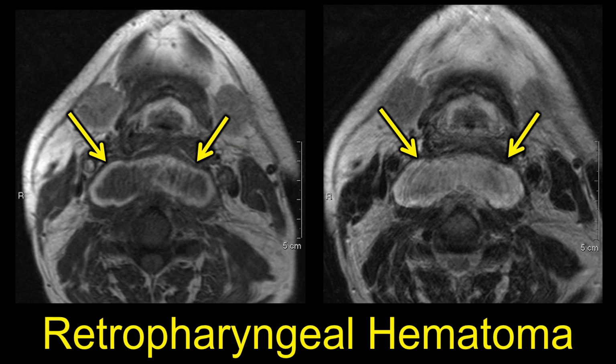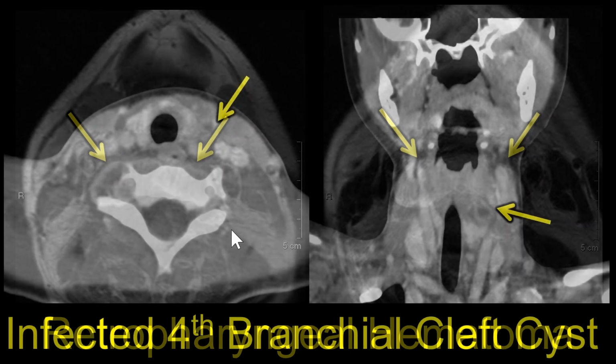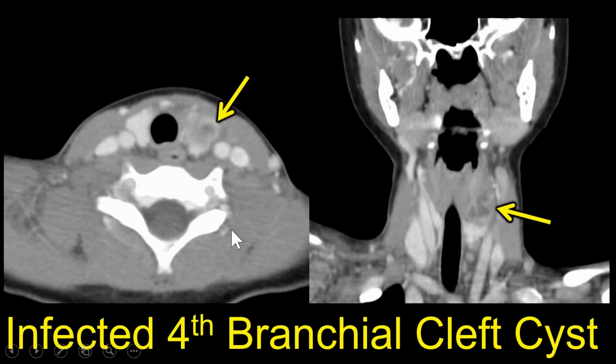So some people use those words kind of generically as anything in that area. In this case, it turned out to be a spontaneous retropharyngeal hematoma from a patient whose INR was way out. They just had leaky blood vessels. Now we can also get pediatric cases that may have infected cysts in some places.